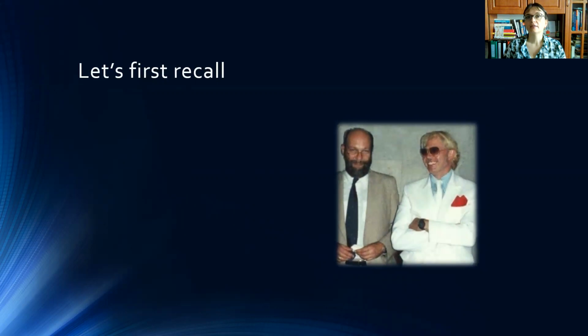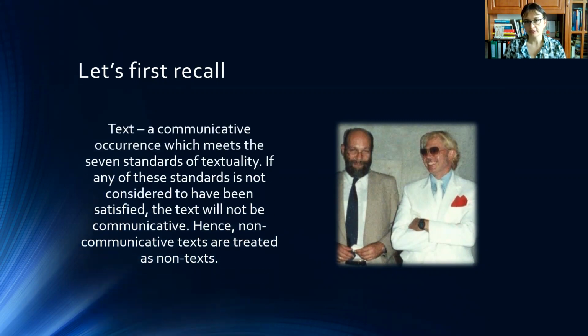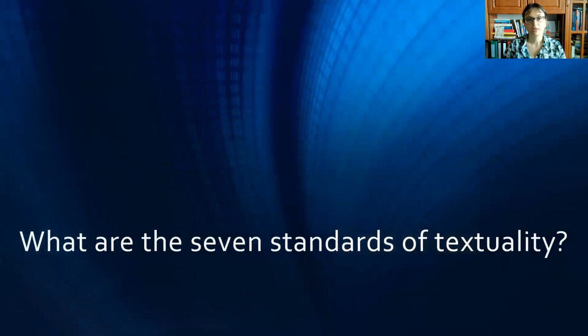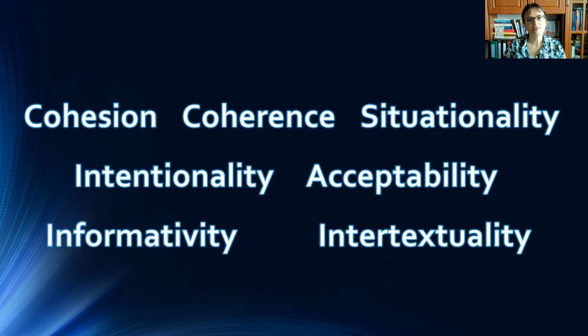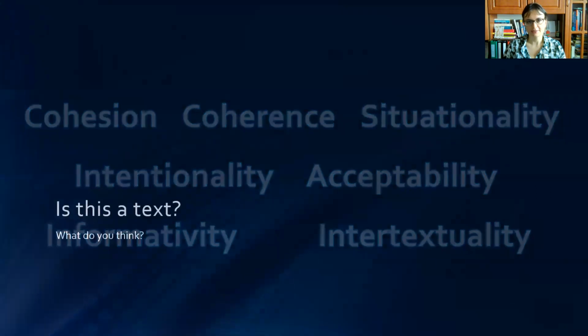Before proceeding further, let's first recall de Beaugrand and Dressler's definition of text. In the scholar's opinion, a text is a communicative occurrence which meets the 7 standards of textuality. If any of these standards is not considered to have been satisfied, the text will not be communicative. As a result, non-communicative texts are treated as non-texts. But what are they, these 7 standards of textuality? They are cohesion, coherence, situationality, intentionality, acceptability, informativity, and intertextuality.